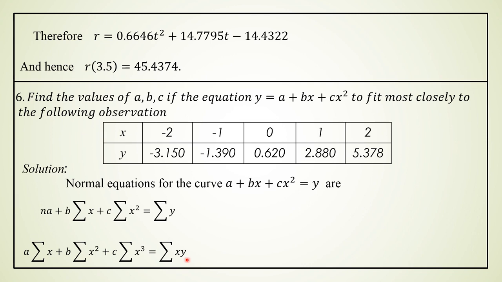And the third normal equation is obtained by multiplying x square throughout and then taking the summation. Therefore, you have a into summation x square plus b into summation x cube plus c into summation x to the power 4, that is equal to summation of x square into y. Substitute all the summation values in these three equations so that you are going to get a simultaneous equation with three unknowns.